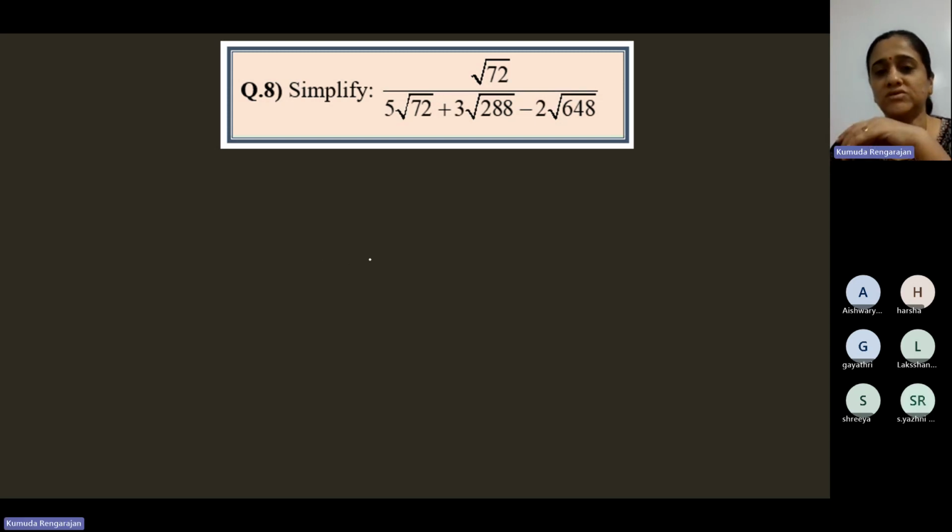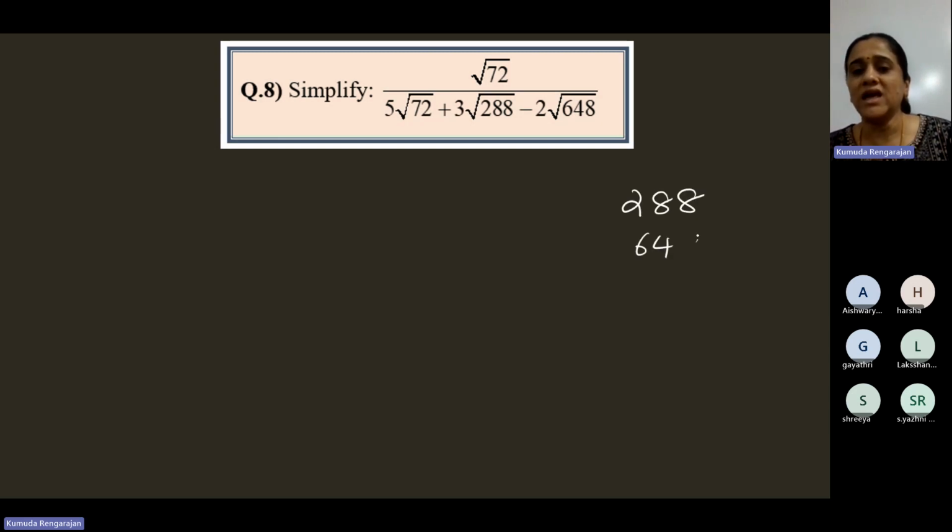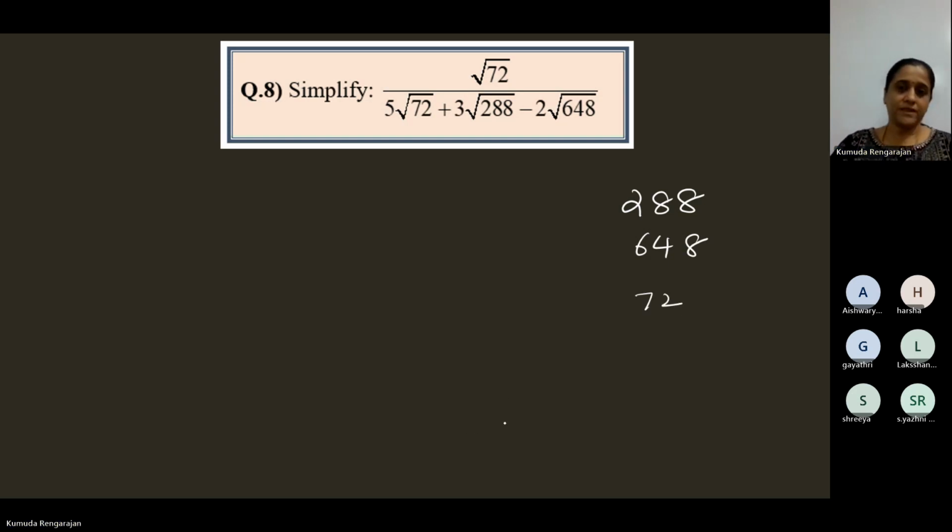So in this question, since you see 72 happening 2 times, just a guess. You can see square root of 72 in the numerator. No, the connecting signs are plus and minus, so we cannot cancel like that. So we have square root of 72 in the numerator and the denominator. So you can just check if 288 and 648 are multiples of 72. Please check that first and let me know. Check if these two numbers are multiples of 72.